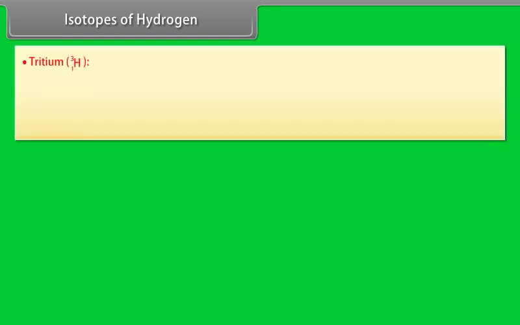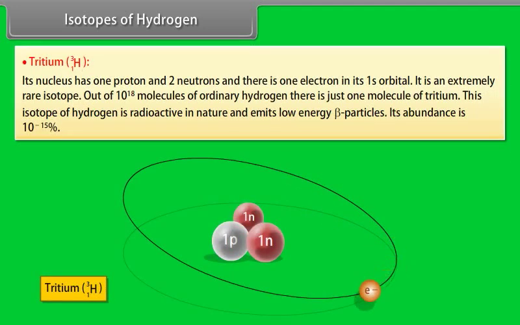Tritium. Its nucleus has 1 proton and 2 neutrons and there is 1 electron in its 1s orbital. It is an extremely rare isotope. Out of 10^18 molecules of ordinary hydrogen, there is just 1 molecule of tritium. This isotope of hydrogen is radioactive in nature and emits low-energy beta particles. Its abundance is 10^-15 %.